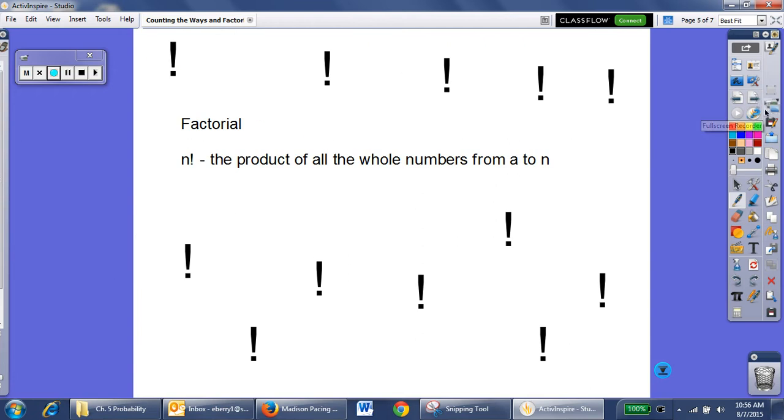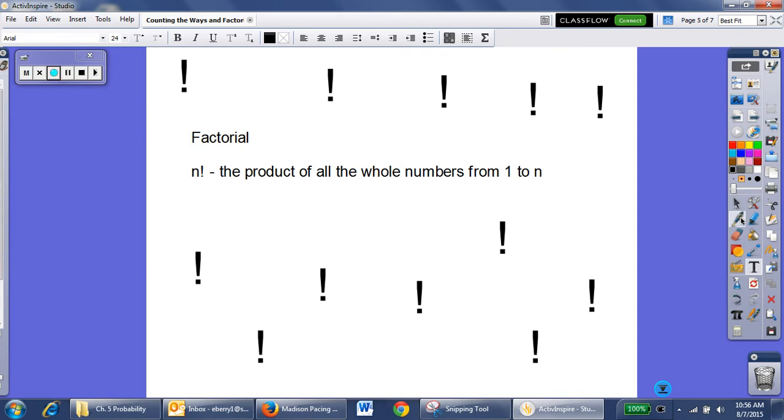So this is called factorial. You can see all these exclamation marks around the page. These exclamation marks in math, they mean factorial. In English, they might mean something else, but when you're in math class, this is read as factorial. So n factorial means the product of all the whole numbers from 1 to n.